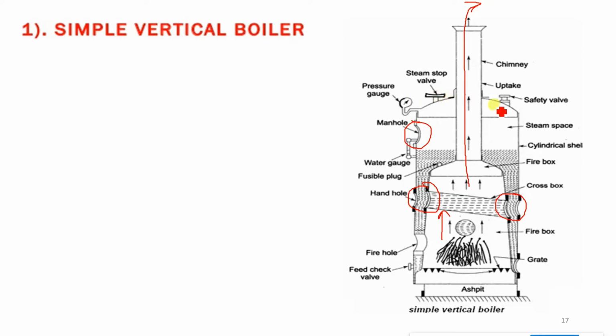These mountings are provided for the proper operation of the boiler. Mountings are a necessary component in every boiler. Without mountings, the boiler cannot run. If even a single mounting is not working, we cannot run the boiler. We can run the boiler without accessories; no problem if accessories are not there. Now, what is the difference between accessories and mountings?